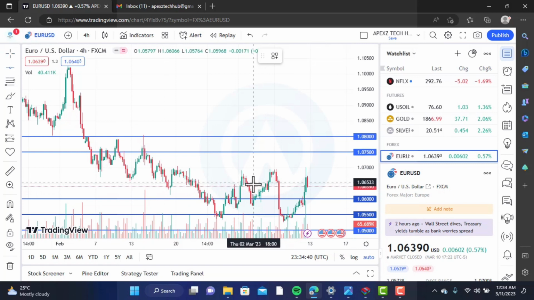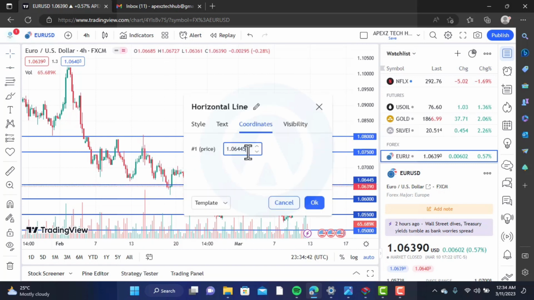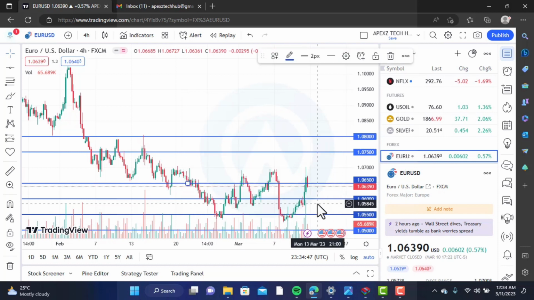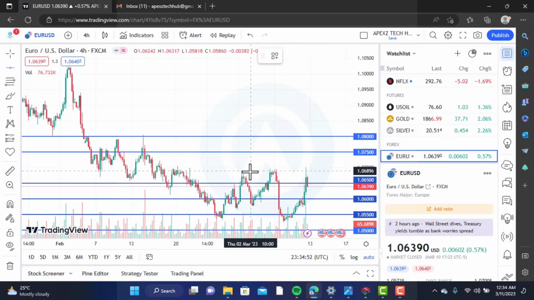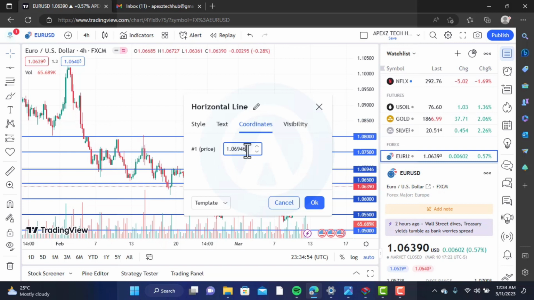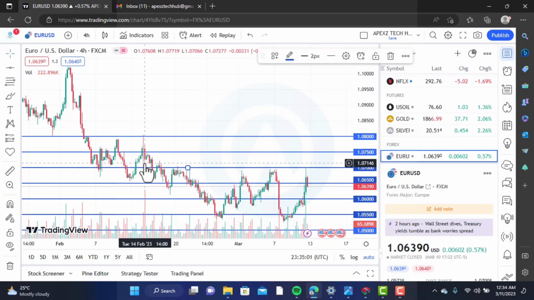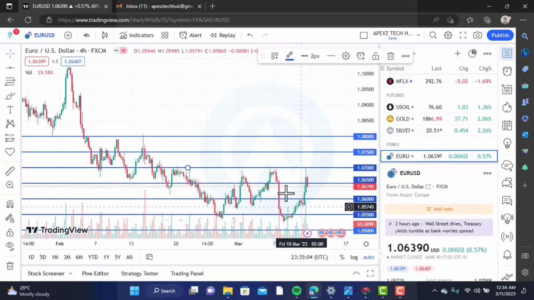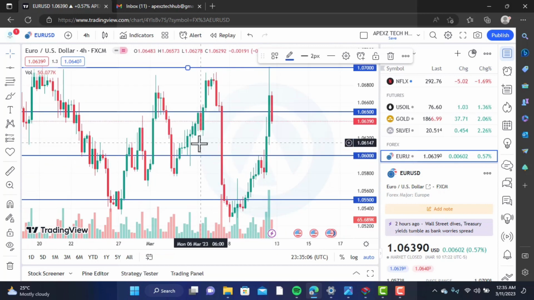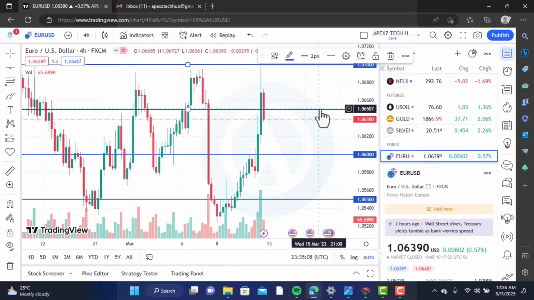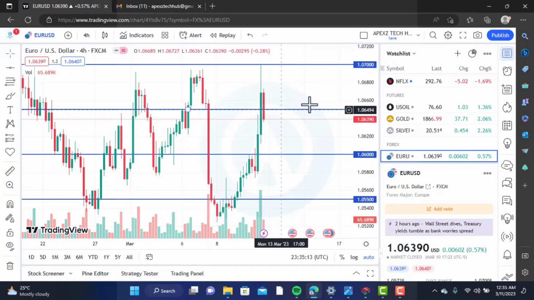Okay, still do the same thing. 1.0650. Okay, I've done it. Next one, 1.0700. Good. I've done my psychological level. It will aid me in what I want to do. Okay, assuming this is my psychological level, I've done it already.